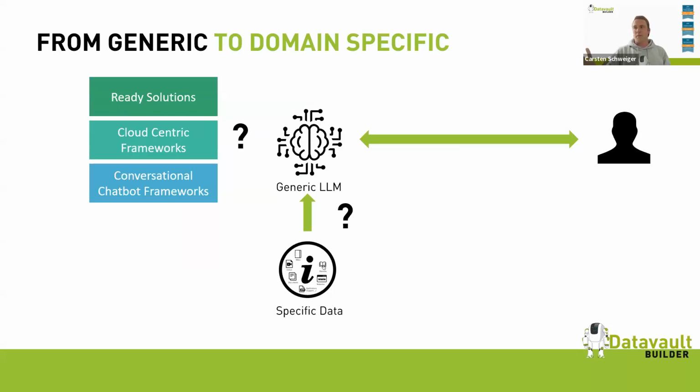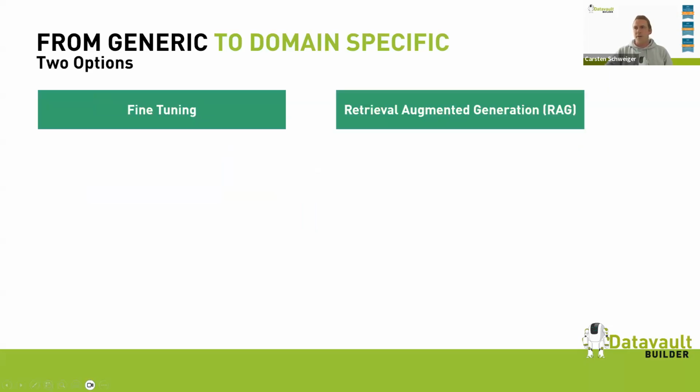So from the overview, how it should work, yeah, we have a user. The user interacts with a generic LLM. This generic LLM should somehow get our specific data. And also we didn't know what framework we're using now and how we do it. But we found out that if you want to implement your specific data in a GenAI application, you have two options: the fine-tuning and the RAG, the Retrieval Augmented Generation.